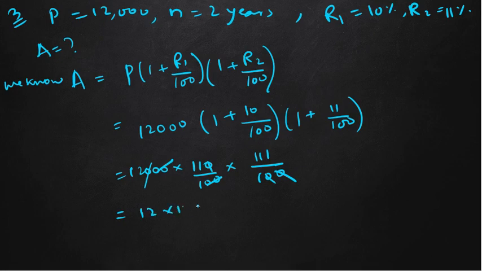So what is the answer? 12 into 11 into 111. If we multiply all this, 12 into 11 into 111, the answer will be 14652. So this is the required amount. Clear? Okay, let's move to question number 4.